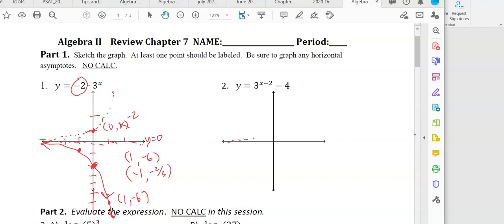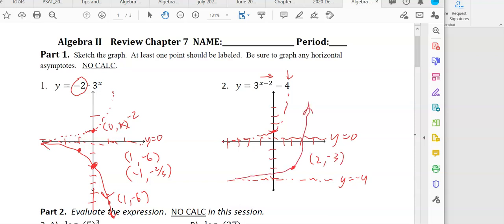Again, start with the parent graph of 3 to the x, which has asymptote y equals 0. The parent graph goes to (0, 1), goes up pretty quick, something like that. So this one's going to move it to the right 2 and down 4. I always like to move the asymptote first. So the asymptote was at y equals 0. It's going down 4, so my new asymptote is y equals -4. Be sure to always label that with the equation. The point is going to go 2 to the right and down 1, 2, 3, 4. So that point now will be at (2, -3), and the graph will look like this, goes up pretty quick after it hits it.